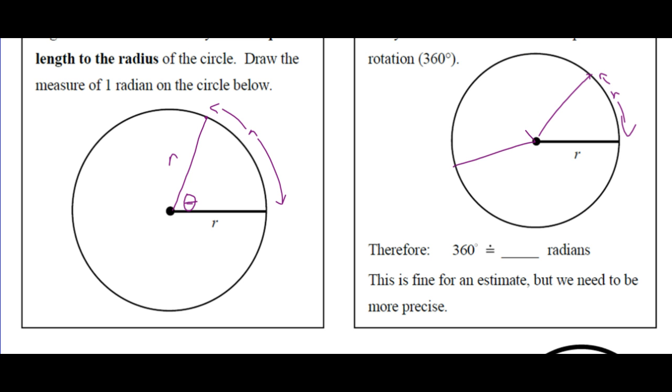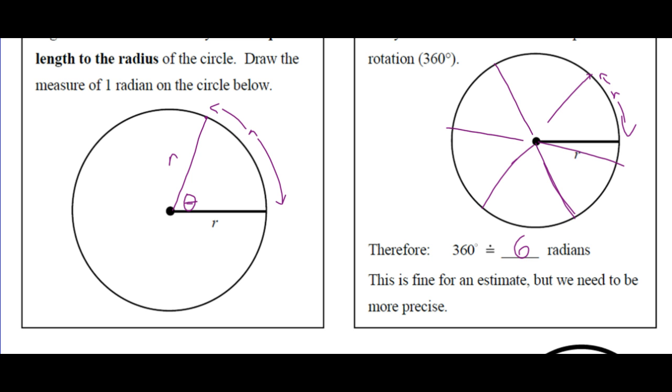Okay, so, and then do it again. Hang on. I don't need a piece of string. That's too big. That's too small. Anyways, it works out to be 6 and a bit. It's about 6 radians that will get you around.